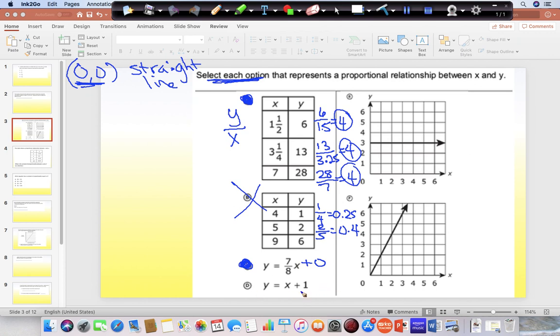D is not correct because it crosses at +1 on the y-axis. So D is not going to pass through 0, 0 or our origin. E is also not correct because it does not pass through 0, 0. 0, 0 is down here. It does not pass through 0, 0. And F is correct because it does pass through 0, 0. Okay, so A was correct, C was correct, and F was correct.